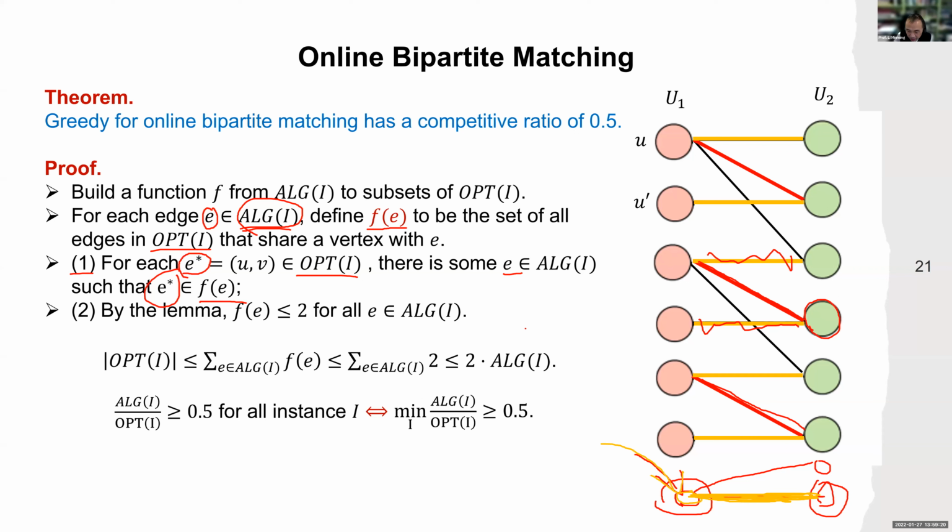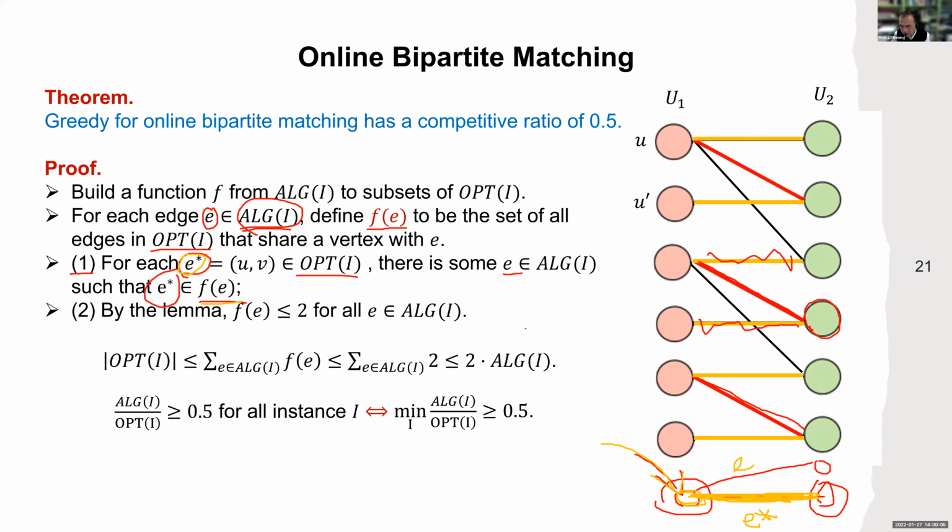Because if he picks this red edge, then this red edge has a common point with the yellow edge. That means this E star is in F_E. So this is E star, and this is E. If he picked any edge like this, the red edge here, then E star would be in F_E because they share a common endpoint. So that means when this node comes, he didn't pick any edge for it. But you see, I have so many edges going out from this U, and I didn't pick them.